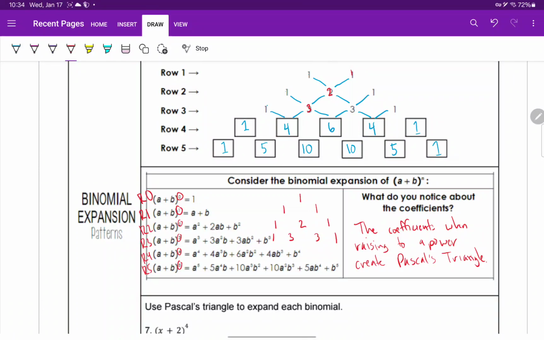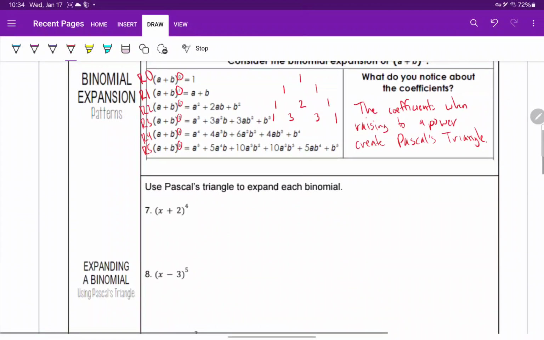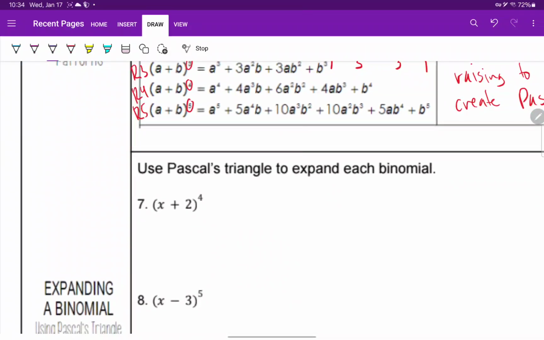Okay. So let's talk about how to use Pascal's triangle to expand these binomials. The first thing we're going to do is make sure it's a binomial. x plus 2 is. Then we're going to look at the power. The degree here is 4. That means we're going to use the fourth row in terms of the pattern. Now, you notice they only use a plus b, so for us, this x is a, and this 2 is going to be our b. And then we're going to follow the pattern of this one.